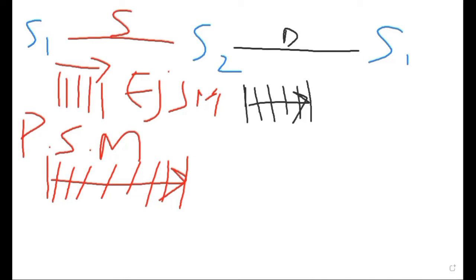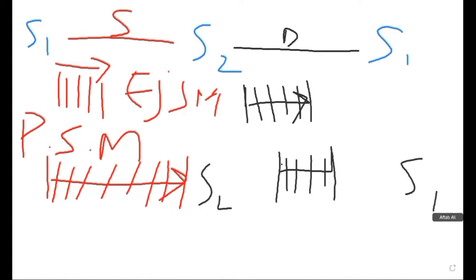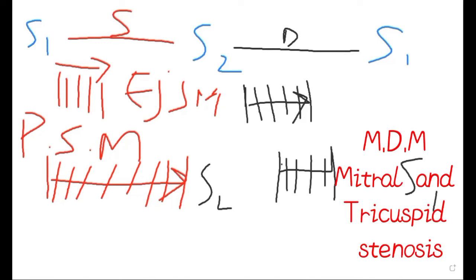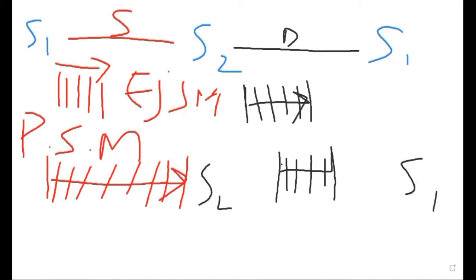Now come to the mid diastolic murmur. Mid diastolic means it starts in the middle of diastole and ends in the middle of the diastole, like this. This is the S2, this is the S1 here. So it is in the center of the diastole. The differentials are mitral stenosis and tricuspid stenosis. Just remember and ratify these.